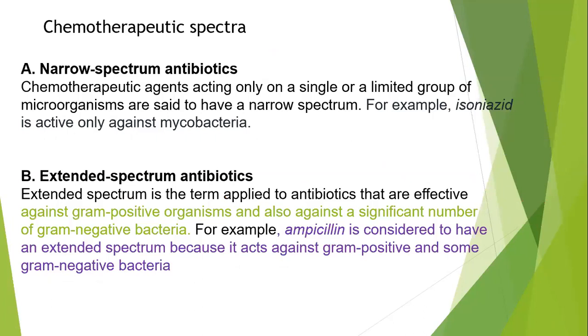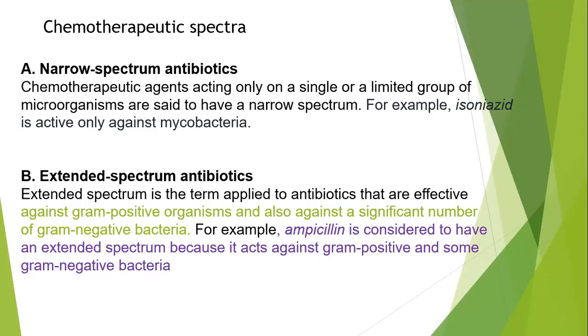For narrow spectrum antibiotic, chemotherapeutic agents acting only on a single or a limited group of microorganisms are said to have narrow spectrum. For example, isoniazid is active only against mycobacteria. لذلك isoniazid we can call it narrow spectrum antibiotic. Why? Because it's just against a single microorganism such as mycobacteria.